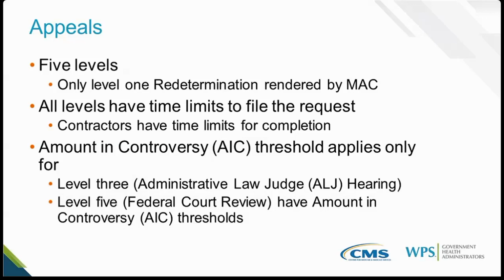Time frames apply to each of the 5 levels of appeal when you're submitting an appeal. Additionally, there's a minimum amount in controversy that applies to levels 3 and 5. To meet that amount in controversy, or the AIC, you can combine like denials on more than one claim to reach the AIC. It doesn't have to be for the same patient. It can be for more than one patient, but they need to be like denials, denied for the same reason.